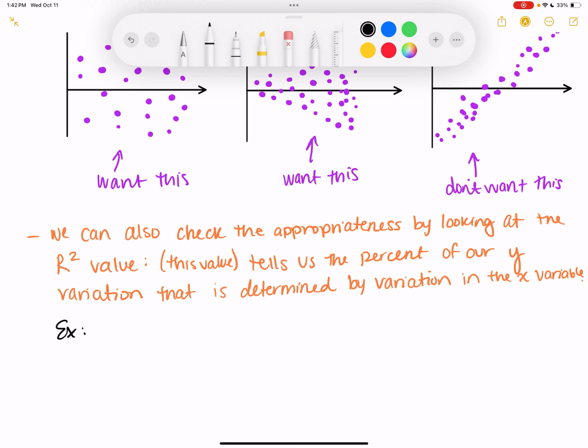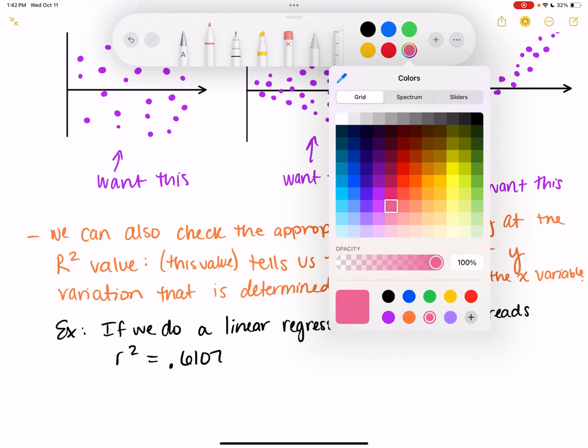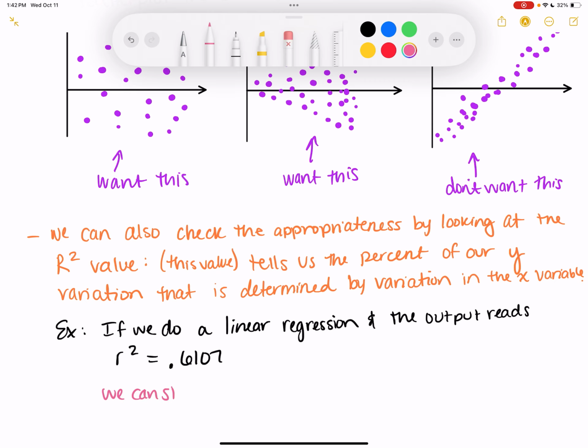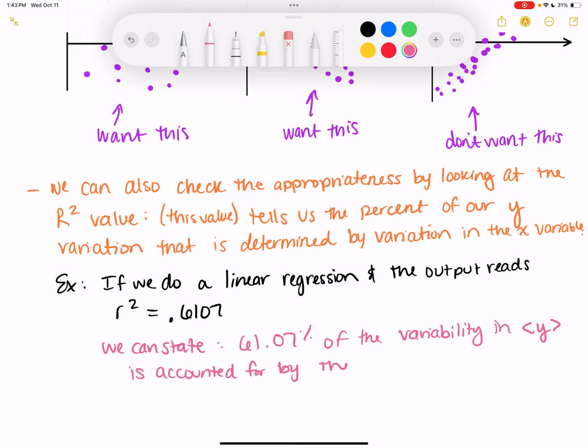So for example, if we do a linear regression and the output reads r squared is equal to 0.6107, we can state 61.07% of the variability in y is accounted for by the variability in x.